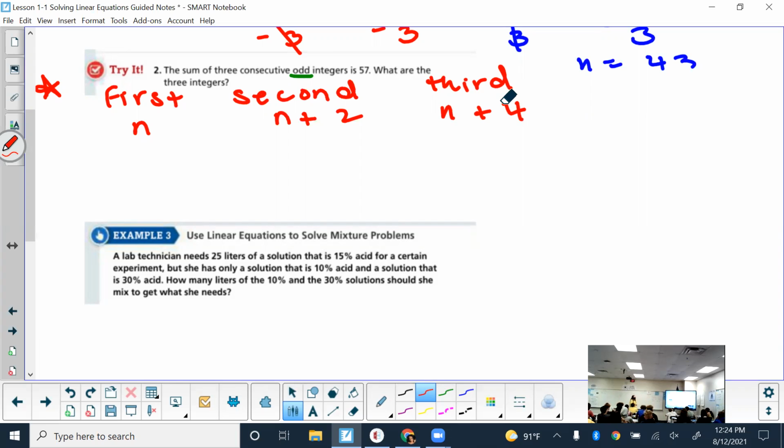Now it says the sum of 3 consecutive odd integers. So what does sum tell us to do? We're going to add them. The sum of 3 consecutive odd integers is 57. So we write that as n plus n plus 2 plus n plus 4 equals 57. Any questions there? So that's the hard part, is setting it up.